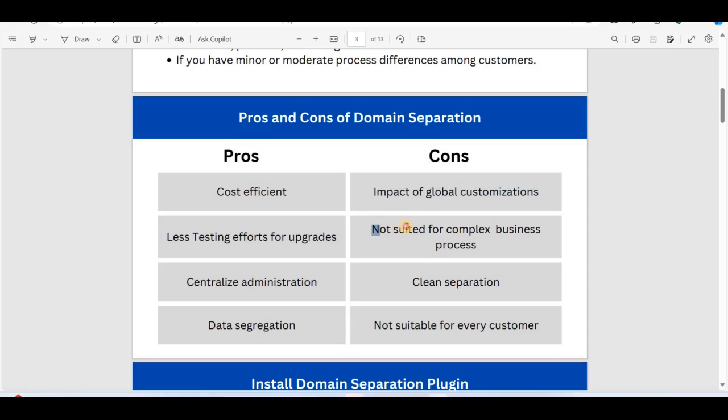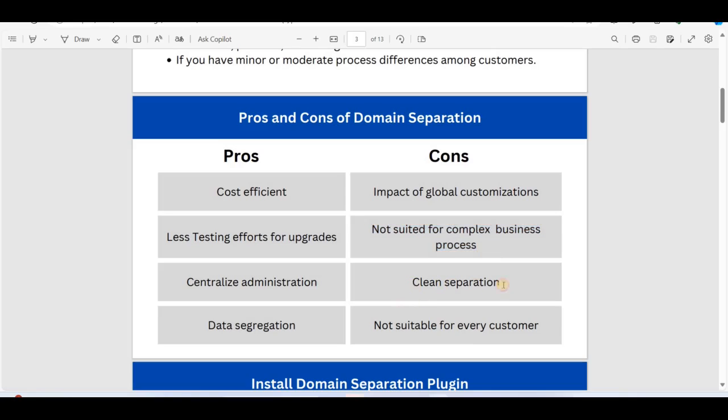Next is domain separation is not suited for complex business processes. As I mentioned earlier, if you are thinking that you can separate your domain and you can have very huge customizations, that is not recommended at all. In this case, the system will not behave the way it should behave. So you have to have limited customization and use out of box processes just to separate the data.